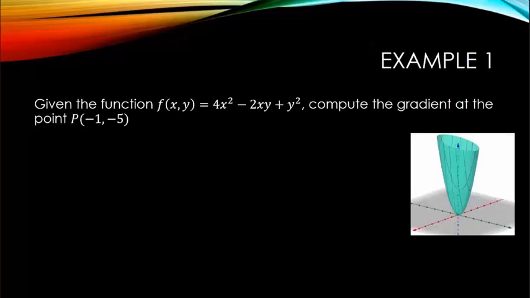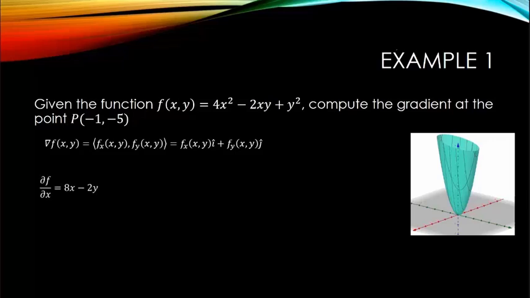Let's work an example. I have a function f(x, y) that's given by 4x squared minus 2xy plus y squared, and I want to compute the gradient at the point P given by the coordinates (-1, -5). If I graph this function, I get part of an elliptical paraboloid that opens upward and has its vertex at the origin of the 3-dimensional coordinate system. My gradient of f at (x, y) is the vector fx(x, y) in the i hat direction plus fy(x, y) in the j hat direction.